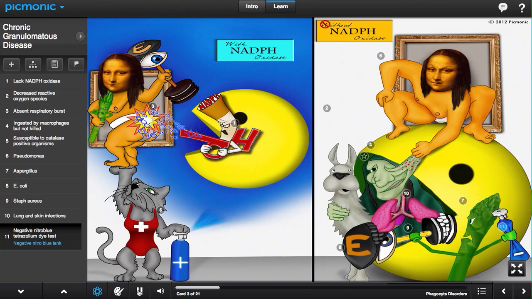The nitro-blue tetrazolium test, the blue nitro tank, is the most widely known test for the disease. Patients with chronic granulomatous disease will have a negative nitro-blue tetrazolium test, indicating they cannot produce reactive oxygen species.